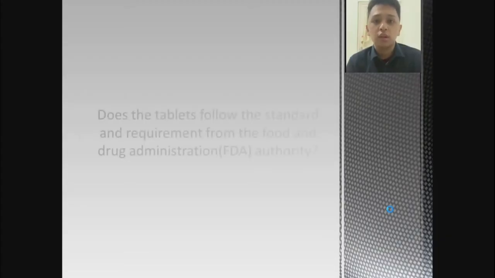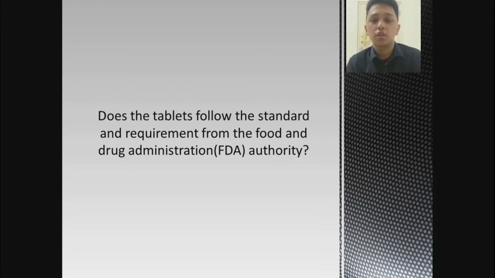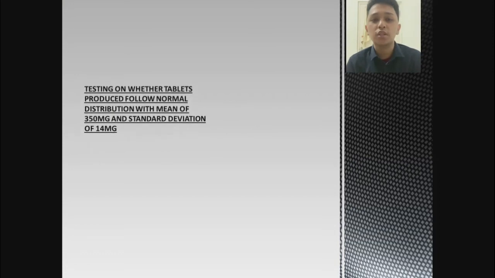Hello everyone, I will continue with part B, which is the question of whether the tablet follows the standard and requirement from the Food and Drug Administration, FDA authority. Let's find it out. According to the standard set by the FDA, the weight of tablets produced by a manufacturer should be normally distributed with 350 mg and standard deviation of 400 mg. Therefore, you need to carry out a goodness of fit test to determine whether there is sufficient evidence that tablets produced in December 2020 by Lajak do follow this distribution.